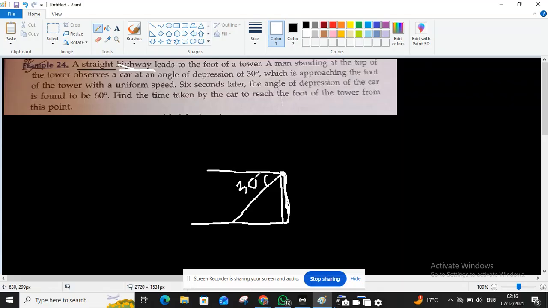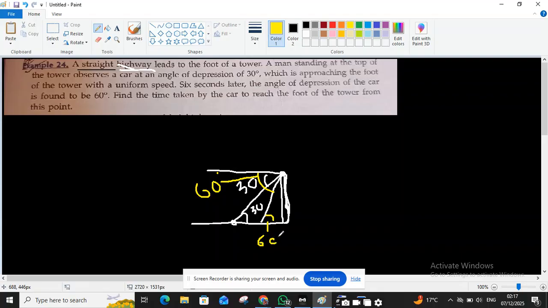The car is approaching the foot of the tower at a uniform speed. 6 seconds later, it is found to be 60 degree. It means that at this juncture it was 30 degree. Now after 6 seconds, it will be 60 degree. This is also 30 degree because of alternate angles. And I'm drawing this in a different color. This angle will be 60 degree. It has approached some distance near the tower, so it will now be 60 degree.